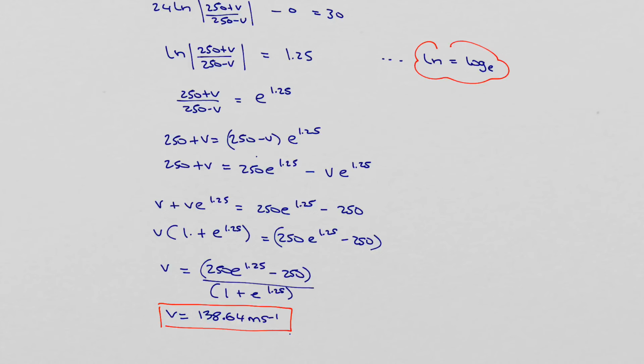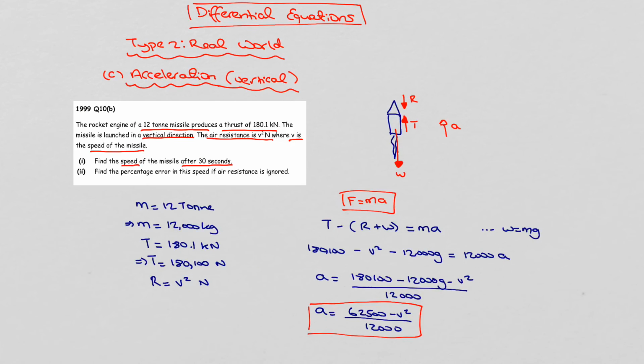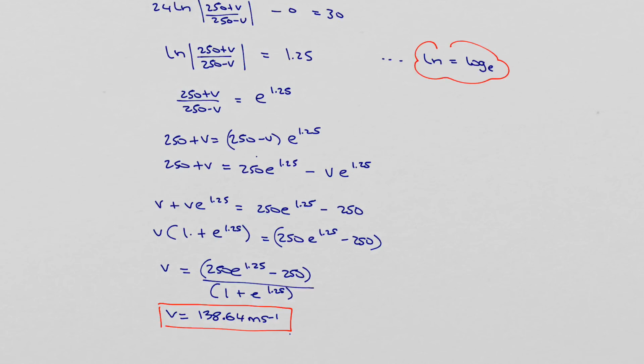All right, so the next part of the question, if we go back, says find the percentage error if there's no air resistance. So in other words, if we ignore air resistance, what's going to happen? So if we've no air resistance, we have to come back to this equation here. How is that going to affect our value? So let's have a look.